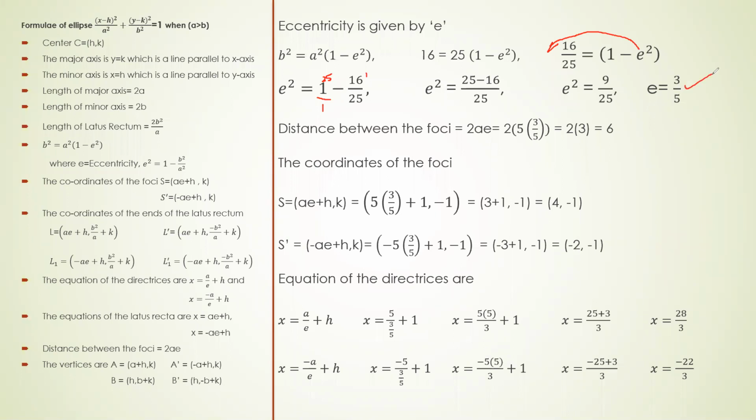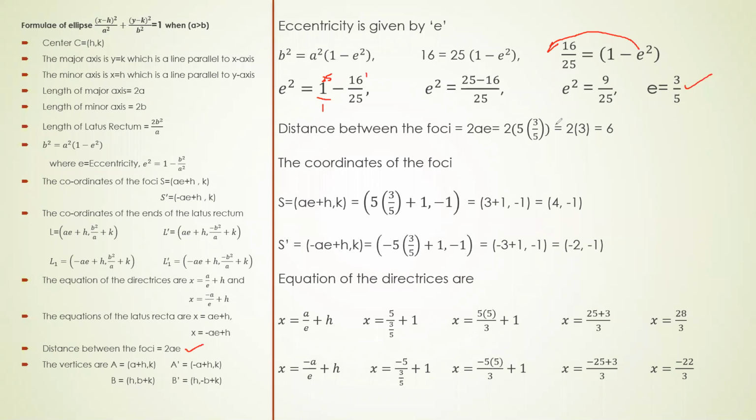That is my eccentricity. Next, they have asked you to find out the distance between the foci. So what is the distance between the foci? That is 2ae. Substitute the values. The a value is 5, and the e value, just now we have calculated, is 3 by 5.